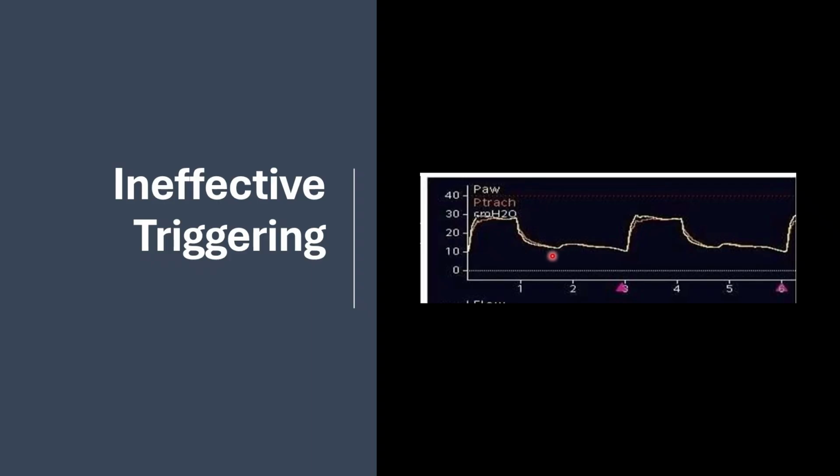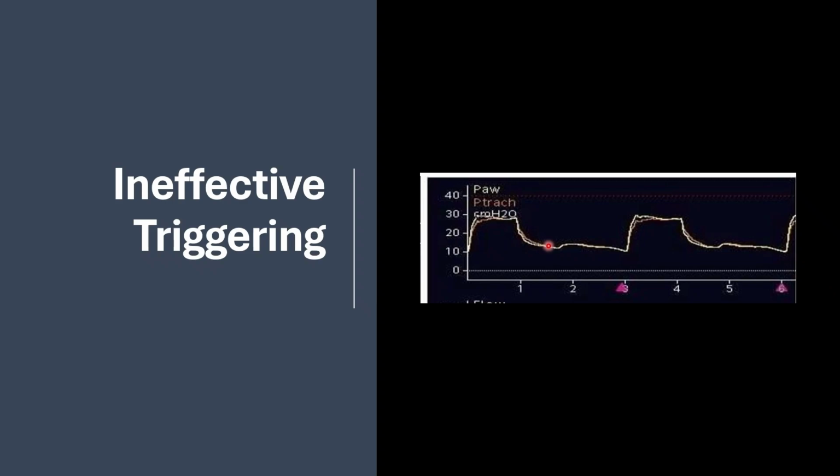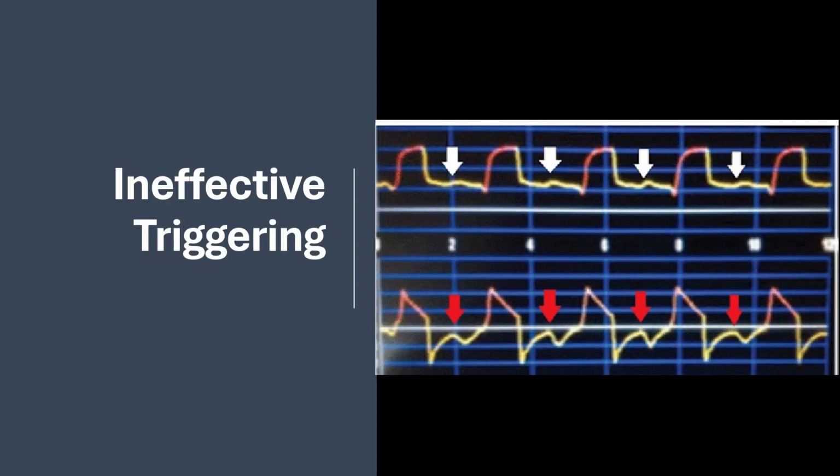Why is it happening? Because it is still not enough negative pressure because of auto-PEEP. So auto-PEEP and ineffective triggering are both related. Okay, so there is a dip or negative deflection in the expiratory phase, but there is no inspiration at all happening, and this is ineffective triggering. Again, one more example here. Negative deflection is the ineffective triggering. Usually it is above the baseline pressure.